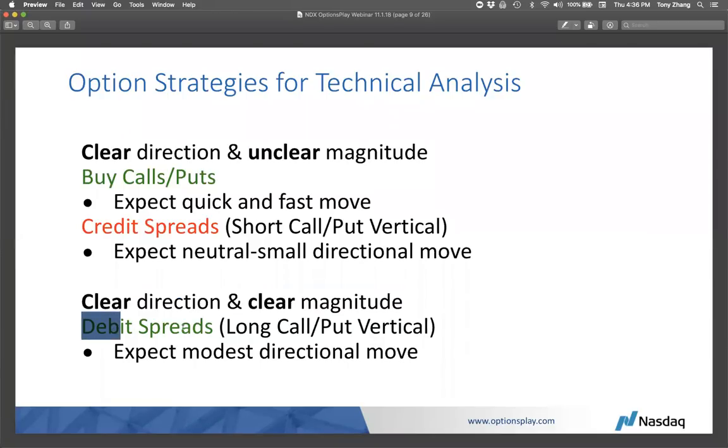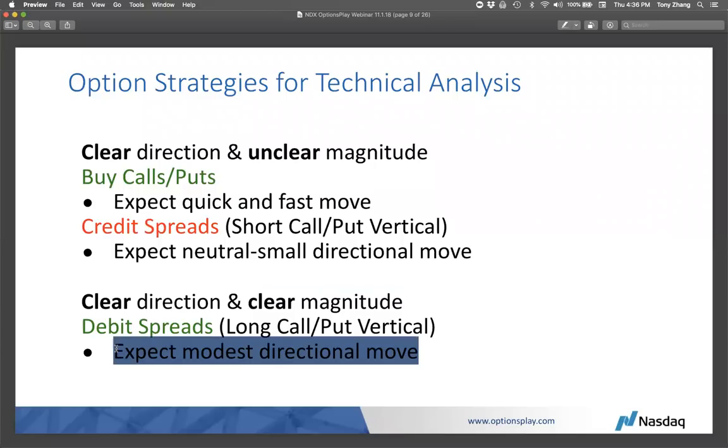And for these types of strategies, it's best to use debit spreads or long call verticals or long put verticals. So this is, again, when you're expecting a modest directional move in one direction or another, where you have a pretty good idea as far as how far it can move.